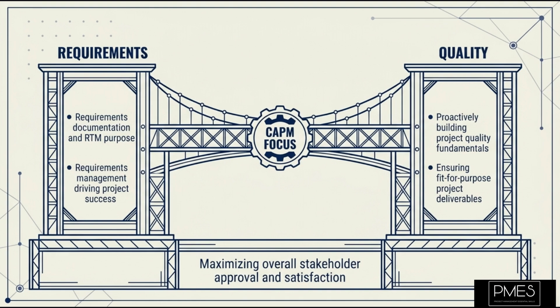Now that we have explored the essential process of defining and managing what needs to be built, our next step is to ensure that what we build is truly fit for purpose. In the upcoming lecture on quality planning basics, you will learn how to proactively build quality into your project deliverables from the very beginning, ensuring stakeholder satisfaction. Get ready to add another vital tool to your project management toolkit.